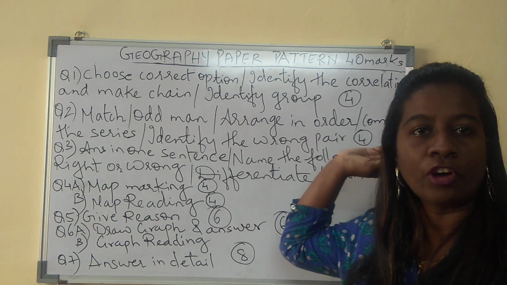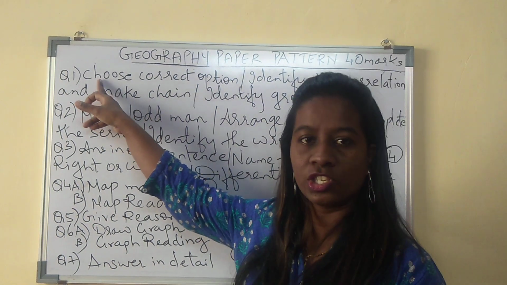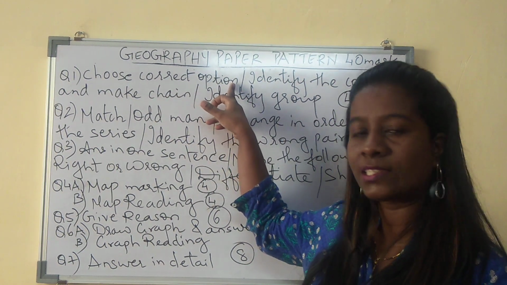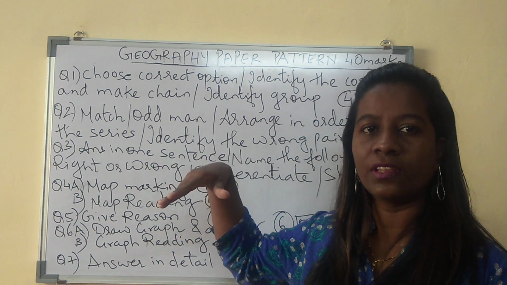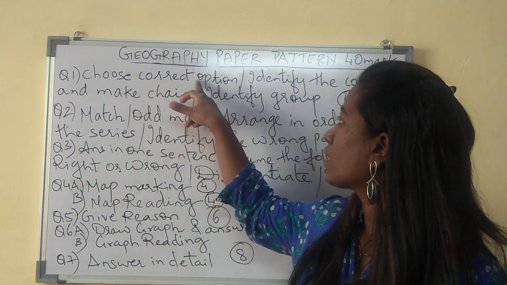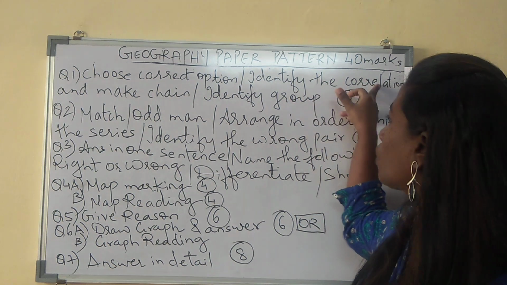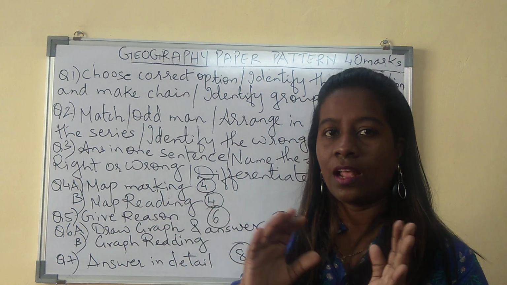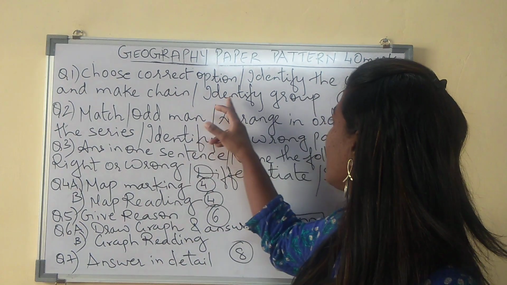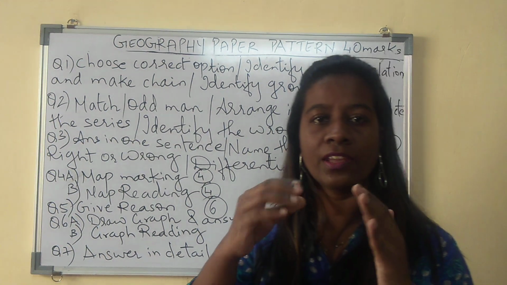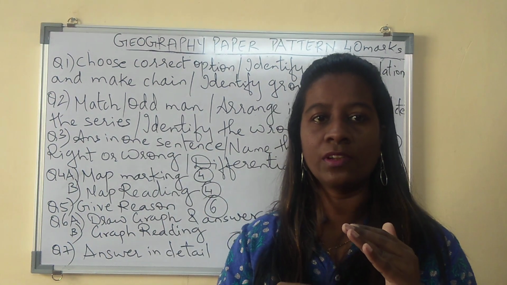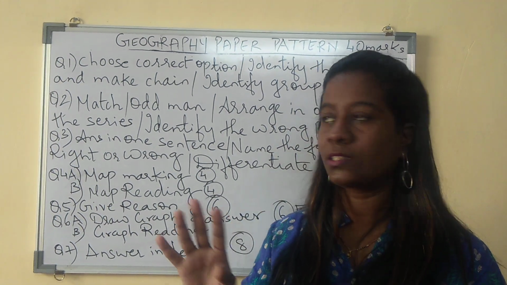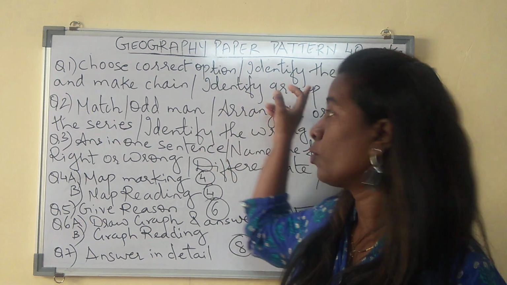The geography paper is of 40 marks. You can see the first question. The first question is choose the correct option, that is fill in the blanks. Along with fill in the blanks there are different options given, so they can give any one. Choose the correct option. Identify the correlation and make the chain, like you have to identify and make the chain, as you do in the science subject. Then identify the group. They will give the question and different groups, and from that you have to select the correct one. Overall the first question carries 4 marks.